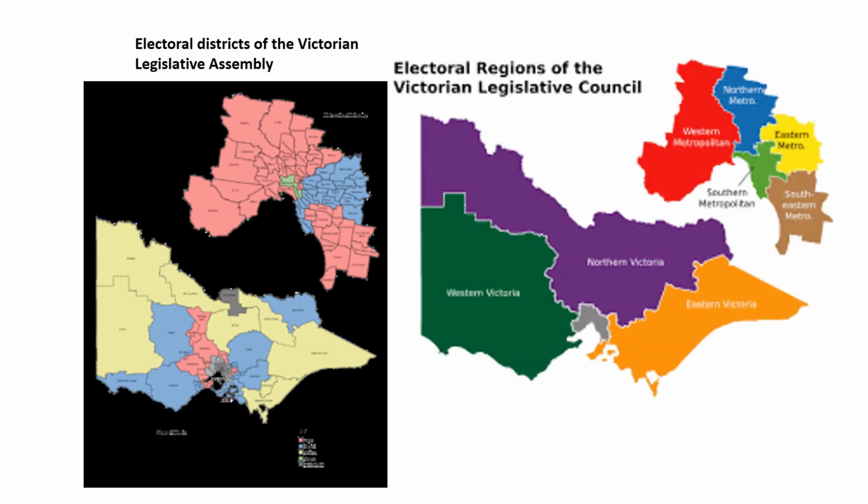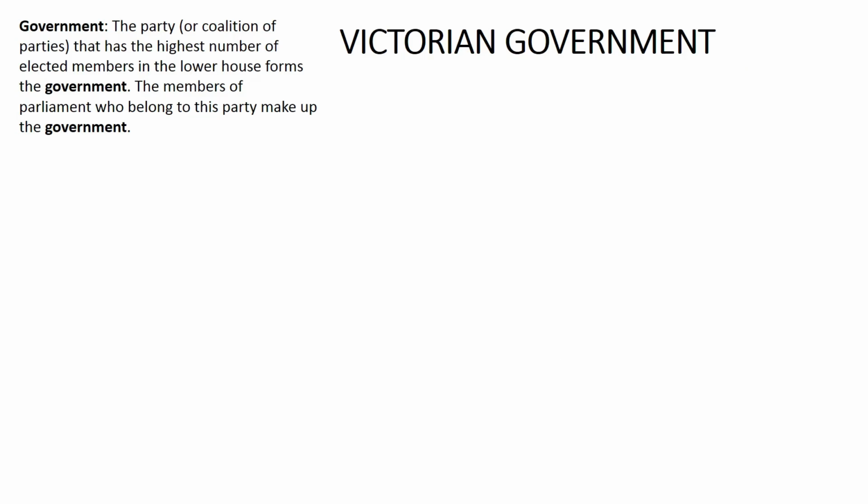And here we have a picture of Victoria, which has been divided into the 8 electoral regions. You recall that what I said was that each of these electoral regions elects 5 members to the Legislative Council. Again, it's very important not to confuse the Victorian Government with the Victorian Parliament.